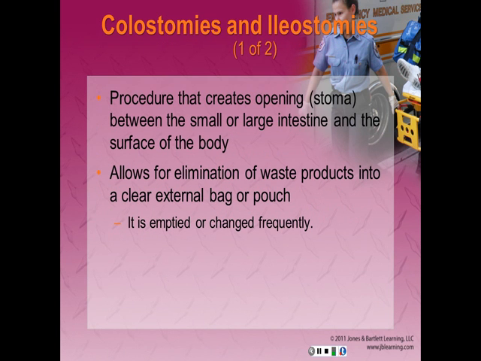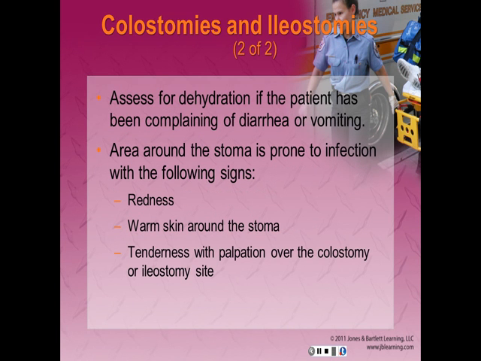Colostomies and ileostomies are surgical procedures that create an opening, or stoma, between the small or large intestine and the surface of the body. They allow for elimination of waste products into a clear external bag or pouch, which is emptied or changed frequently. You assess for signs and symptoms of dehydration if the patient has been complaining of diarrhea or vomiting. The area around the stoma is prone to infection with the following signs: redness, warm skin around the stoma, or tenderness with palpation over the colostomy or ileostomy site.